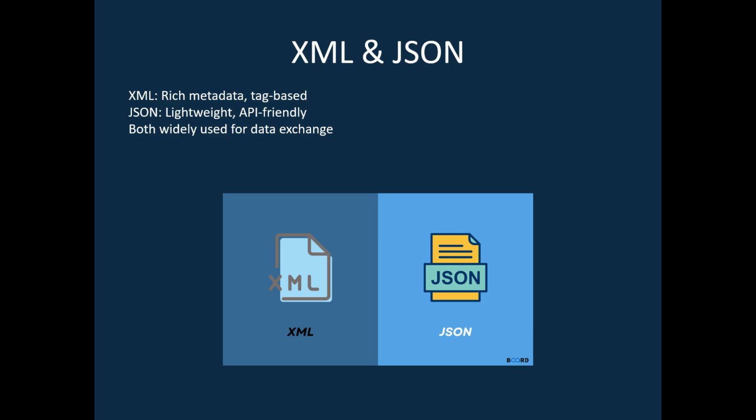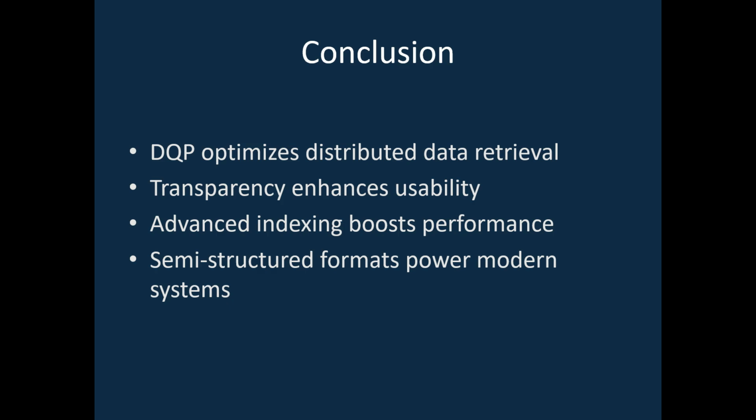Okay, that's that. So we are getting into the conclusion of what we have just gone through. We have gone through distributed query processing to ensure efficient execution across multiple sites, transparency that hides the complexity of distribution, and advanced indexing that accelerates data retrieval in large-scale systems. And lastly, we talked about semi-structured formats for flexible data handling across modern platforms. So these are the things.